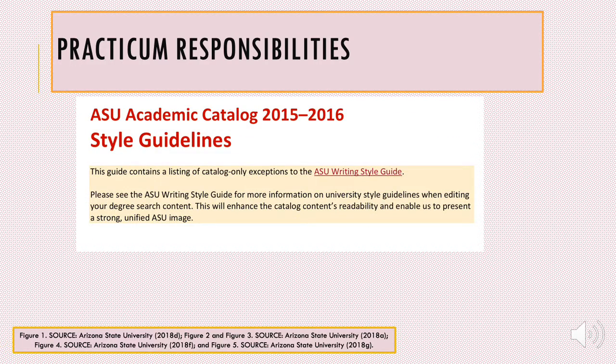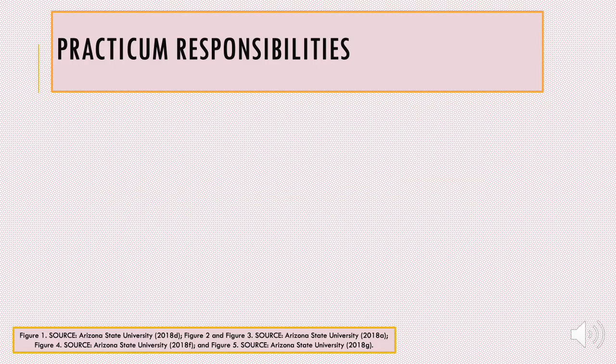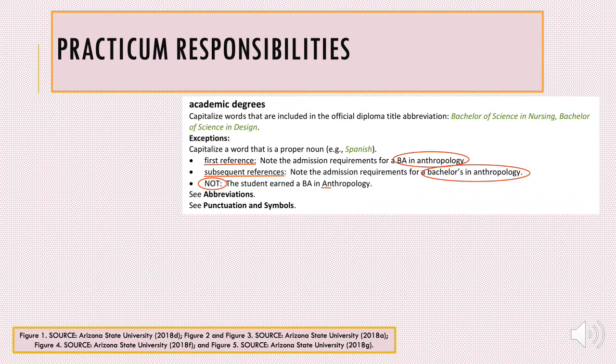I studied the ASU Academic Catalog Style Guidelines. I remember being intrigued that you would write BA in anthropology with the A of anthropology being lowercase and not with the A being capitalized. In short, it felt like learning another language as I was becoming familiar with the exhaustive rules surrounding academic updates and formatting.